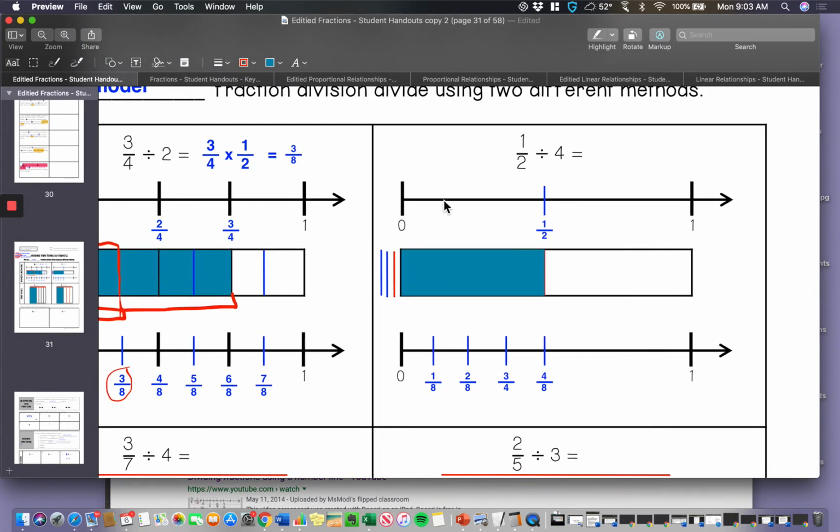So you guys have a blank line here from 0 to 1, and we have to represent 1/2 of 1. So we have to break this line into half, which I've done for you here. And then you also have to shade the half. Alrighty? So now I want to break this shaded part into 4 pieces.